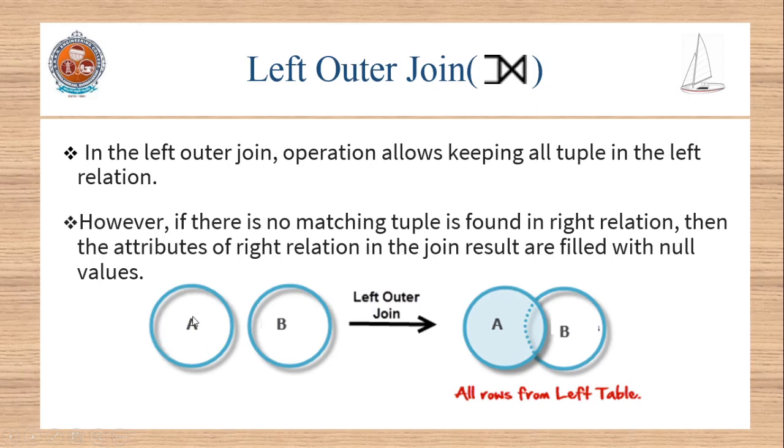Here in this diagram, this is the left relation, and this is the right relation. When we perform the left outer join operation between A and B, all the tuples present in relation A will be present. The other thing to consider is that for tuples which do not have corresponding values for the attributes in B, we are going to fill those attributes with null values.